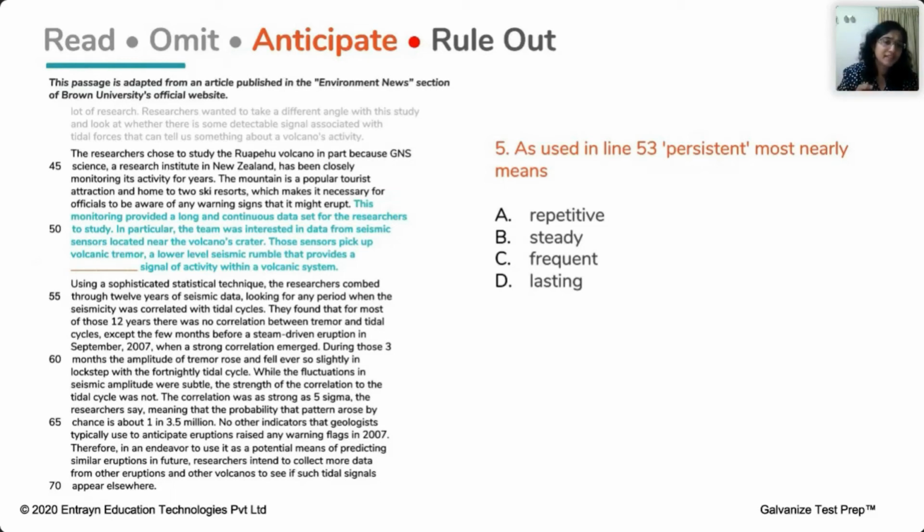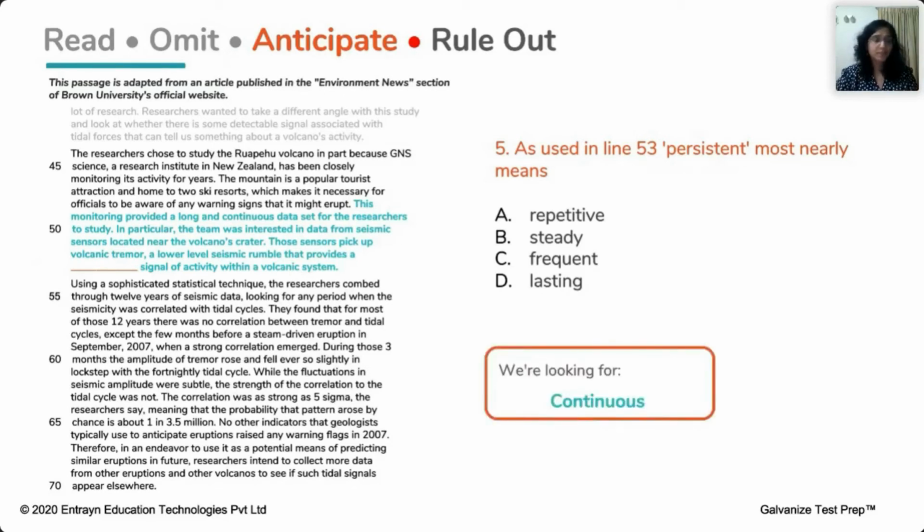And remember, the previous line says this monitoring provided a long and continuous data set for the researchers to study. So you must have continuous activity, right? The signal has to, you have to pick up some activity continuously. So a good word that you want to plug in there could be continuous. Or maybe you came up with constant, right? Or something that's always happening, right? So let's go with continuous.